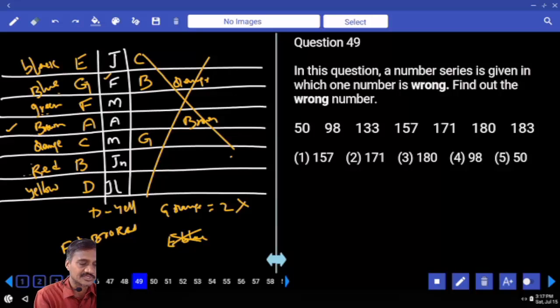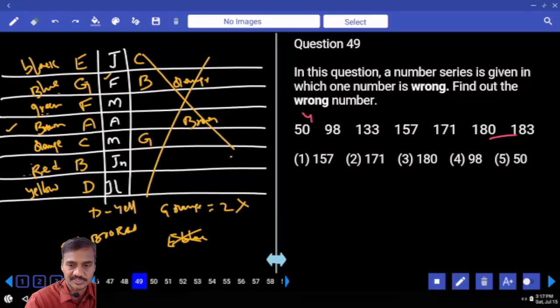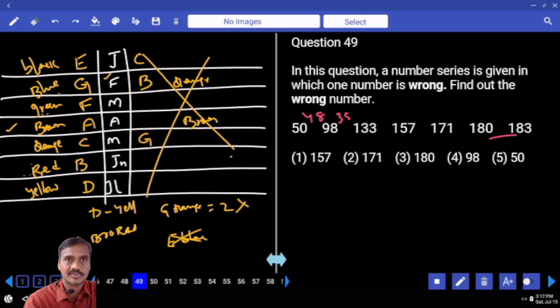5098 in Jester. Now 5098, 180, 183, the difference is very less in number. Hence we must check for the difference. Now 50 and 98, what is the difference between these two? 48. And 98 and 133, what is the difference we have? The difference is so much, 35. Then the next one, 133 and 157, the difference here is 24.